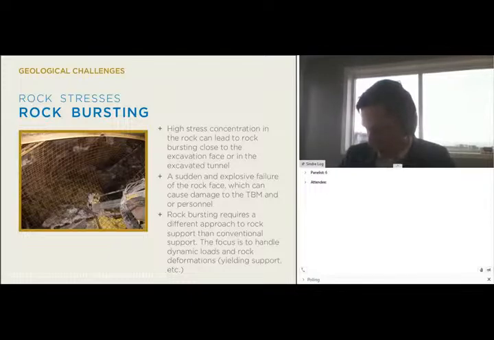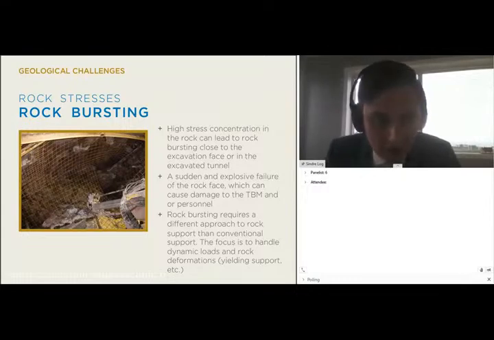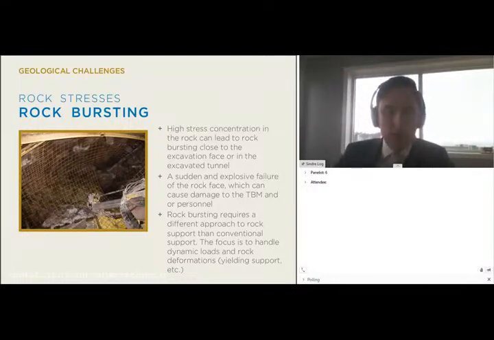This can result in explosive failure of the rock, similar to what you see when you do an axial compressive strength test. If you have a very hard rock and you do an axial compressive strength test, you will see that a lot of energy is released when the core fails and you have an explosive failure. Same rule of thumb when it comes to rock bursting.